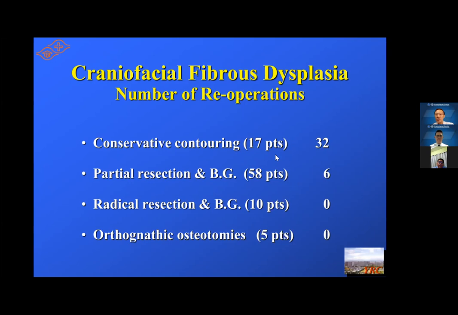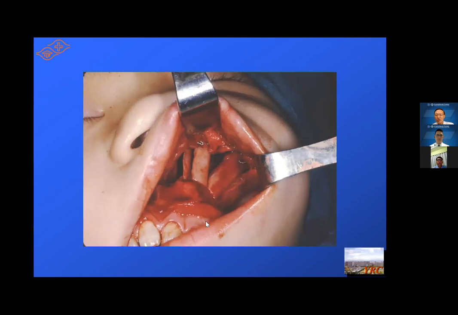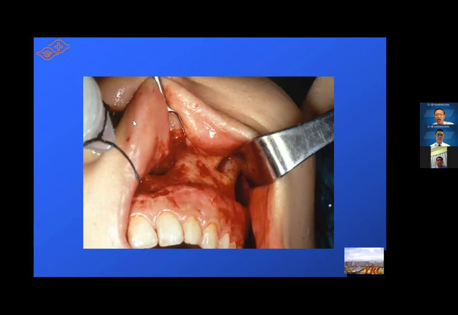And OGS, we do it at the adult age. So in 5 patients, we did not have any reoperation again. And this is a patient that we did a rib graft. When we reshaved, you can see that the bone heals quite well. We did a biopsy of the junction of bone and fibrous dysplasia, and it actually heals quite normally, like normal bone healing.